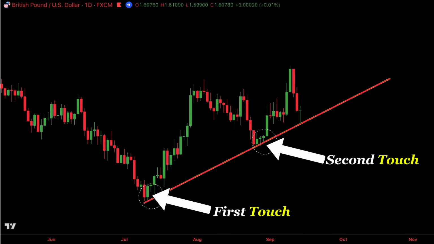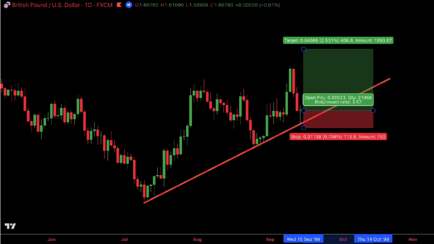Price retraces back toward the trend line, and as soon as it reaches it, buyers reject lower prices, forming a doji candlestick pattern. This rejection suggests that selling pressure is fading and that the pullback may be coming to an end. We enter the trade at the close of the doji candle, place our stop loss slightly below its low, and set our take profit at the next major resistance level.